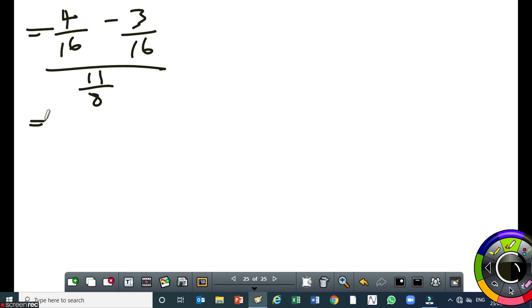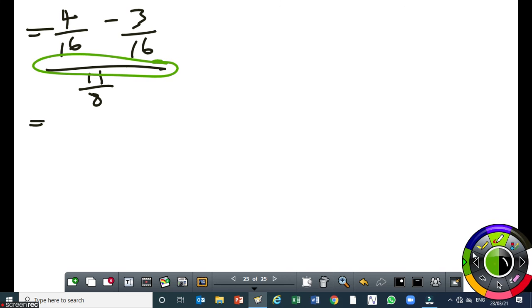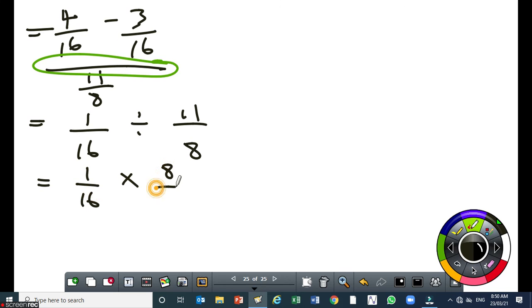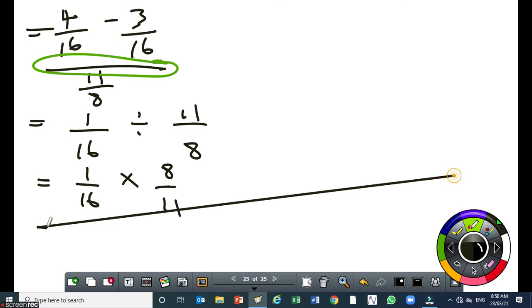Then my main division line is this one here, so I have to convert that to a division sign. But before I do that, 4 over 16 minus 3 over 16 will give me 1 over 16, divided by 11 over 8. And this will end up becoming 1 over 16 times 8 over 11. If you have got issues with fractions, then this question will give you a hard time.